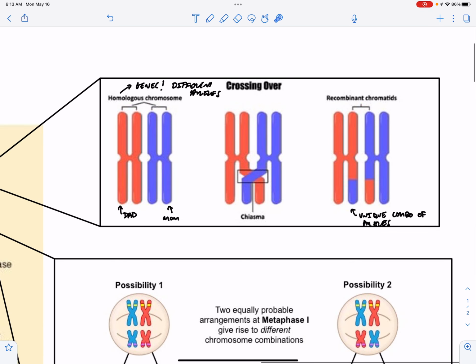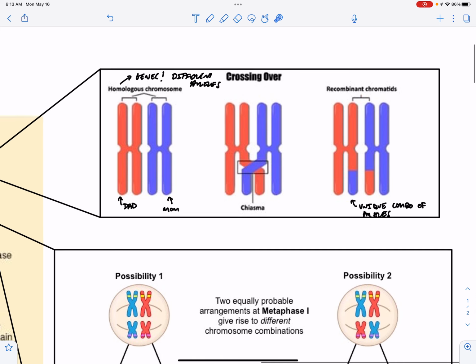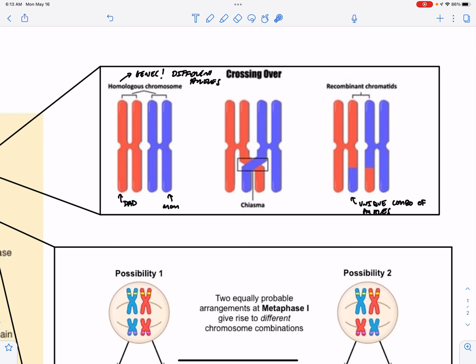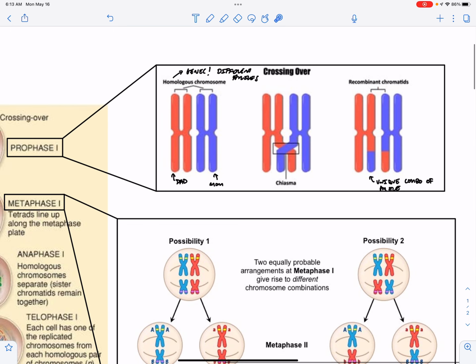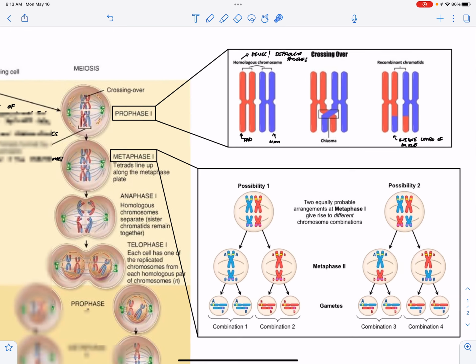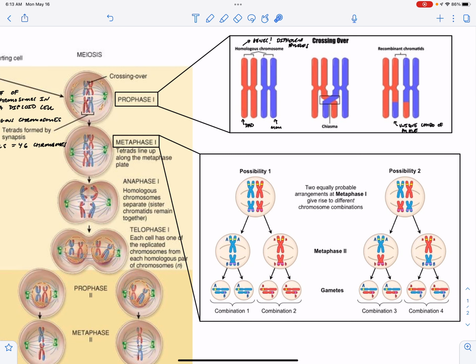Okay, so this crossing over introduces an enormous amount of diversity within the chromosomes through this recombination. Okay, so that's one. This is the first way that meiosis is creating diversity: through crossing over and the creation of recombinant chromatids. Okay, the second way diversity is created is this concept called independent assortment.